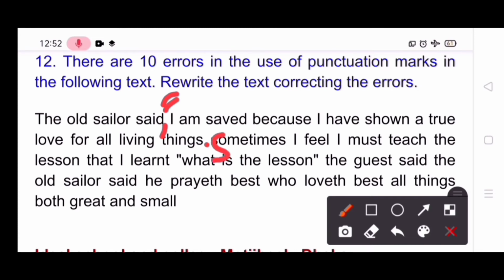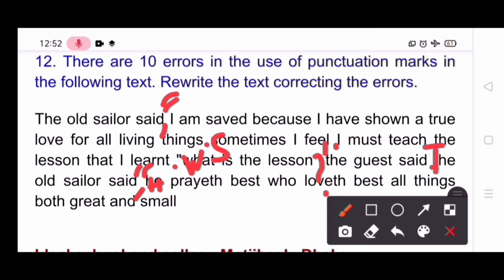"Sometimes I feel I must teach the lesson that I learned." The sentence ends here, so we need to use a full stop. And it is another sentence, so it starts with capitalization. "What is the lesson?" A question mark. "What is the lesson?" The guest said, full stop. "The old sailor said," the old sailor needs capitalization. "The old sailor said" needs a comma and starts with inverted commas with capitalization.